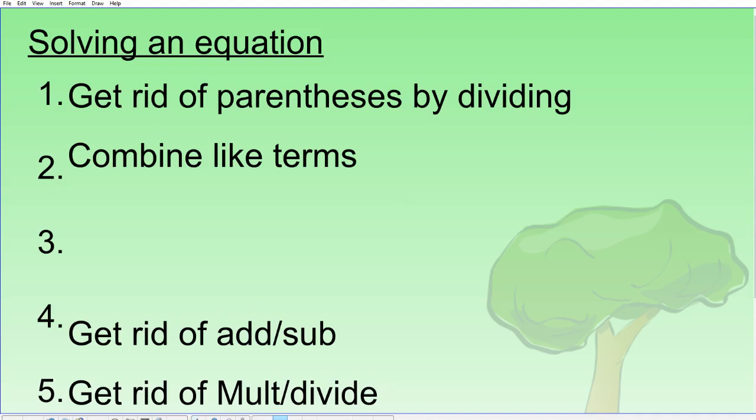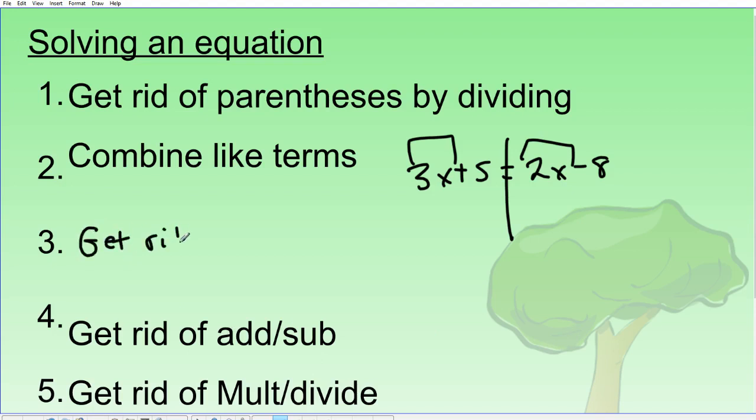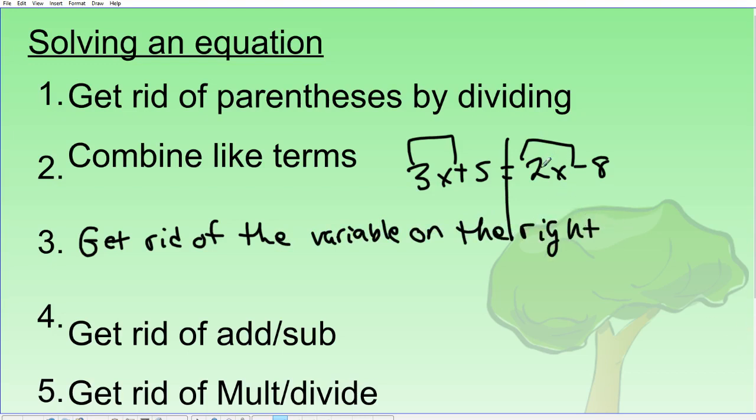So the new step here is step 3. What happens if you get to a situation like this? And we have the same variable on both sides of the equal sign. Well, step 3 says we're going to get rid of the variable on the right. We're going to get rid of this term, this piece of the variable on the right. And we'll be getting rid of it by doing addition or subtraction.